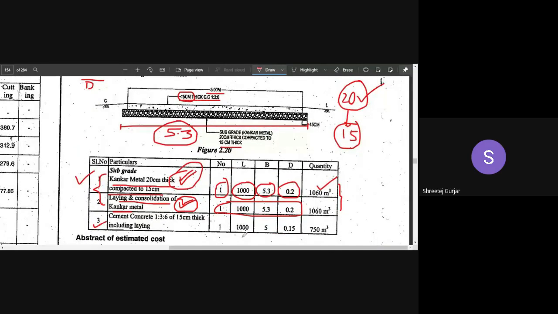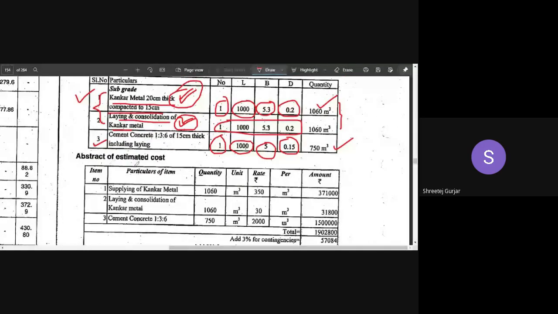Now what is the length? 1 kilometer. What is the width given? 5 meter. And what is the thickness? Thickness is 15 centimeters given over here. A 15 centimeter thick CC road. So one number of road. Multiply all of this, you will get your quantity, 750 meter cube. After this is ready, then you can prepare your abstract.